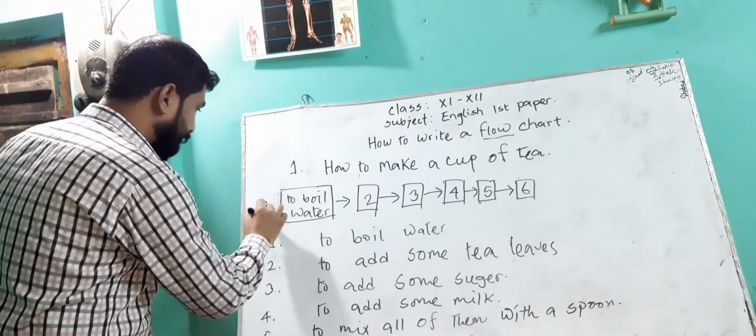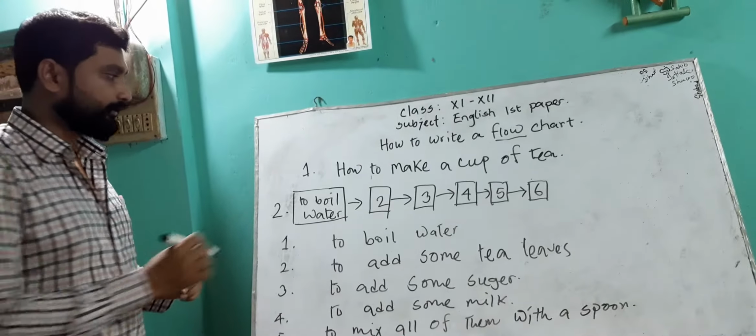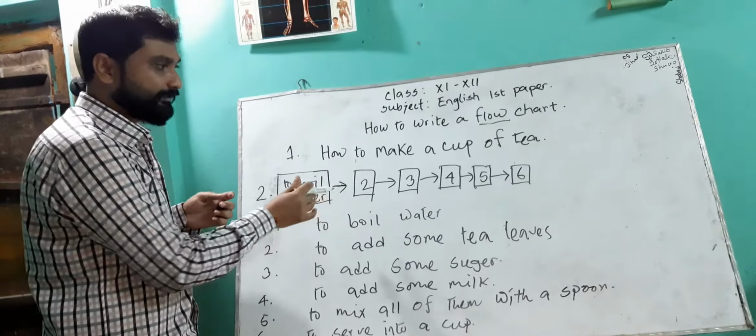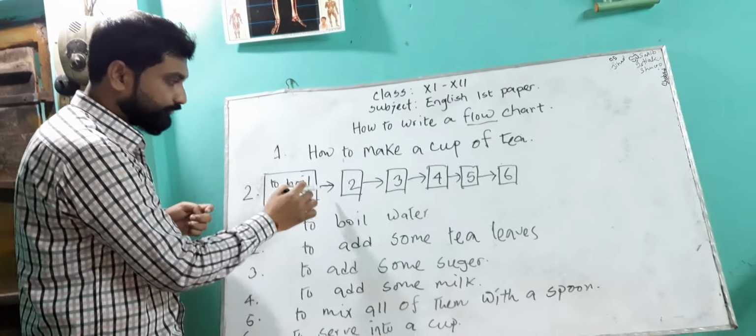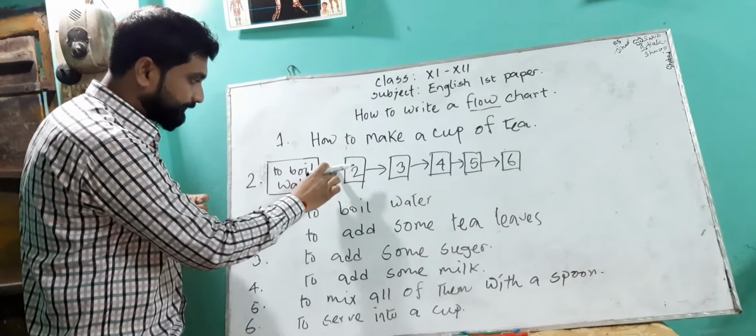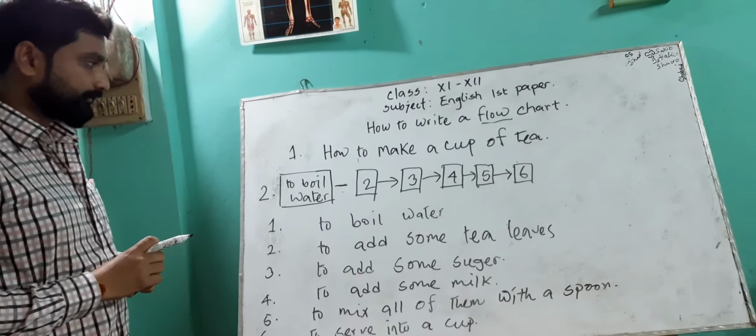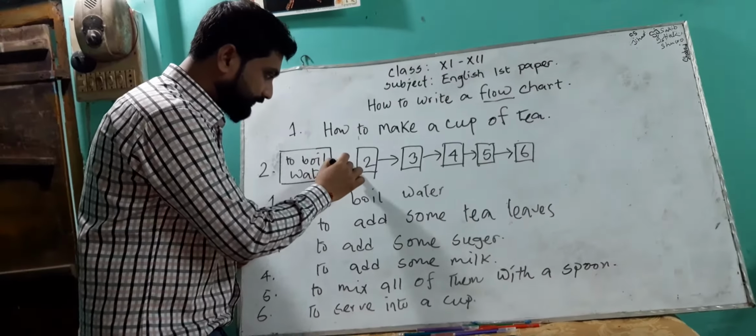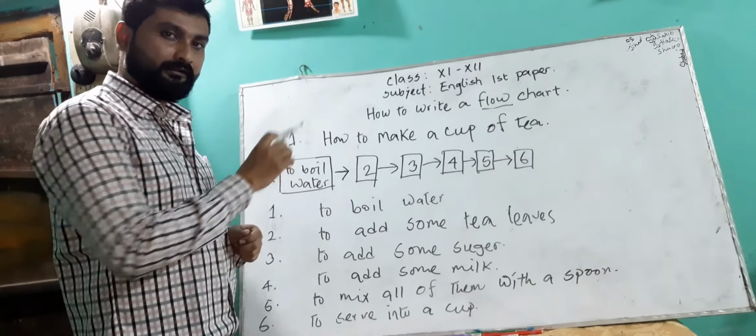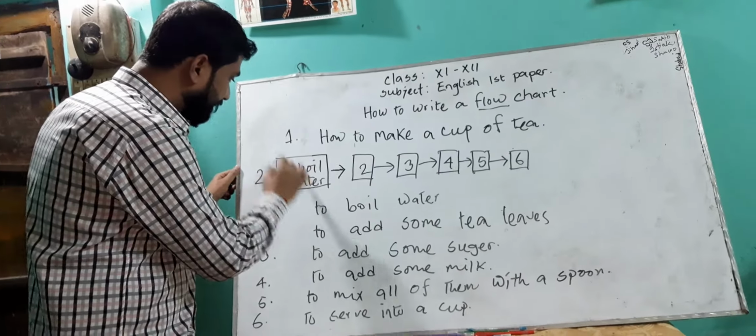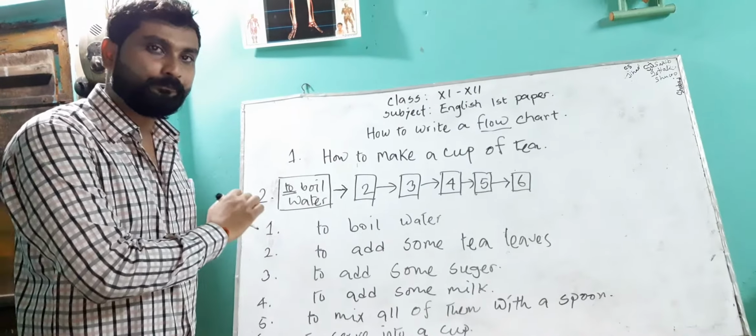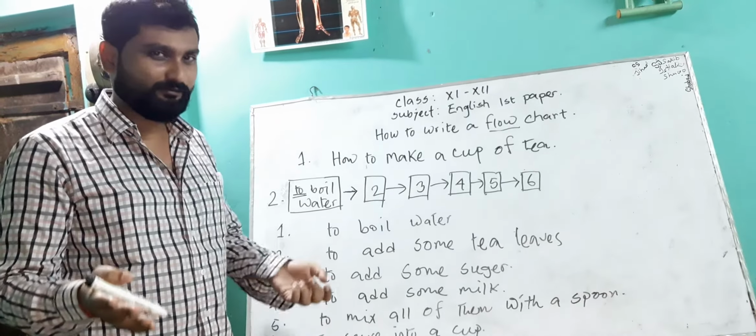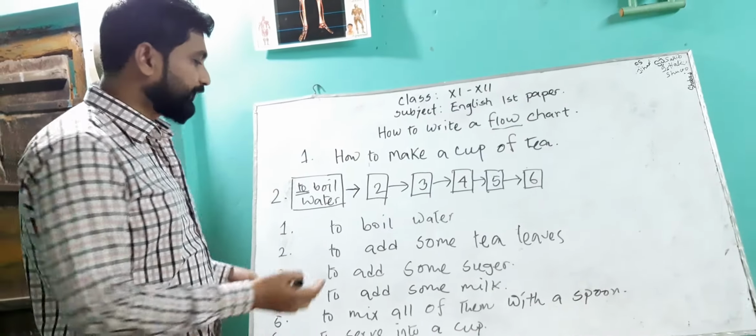This is question number 2 in your model question. To boil water. This sign is just a flow chart sign, so you should write with this sign. Suppose the sign is like that, then it is not the flow. So you should make the sign better. Here use to, that means infinitive. We all know how to make a cup of tea. It's not very difficult to make a cup of tea, you know. So the steps.